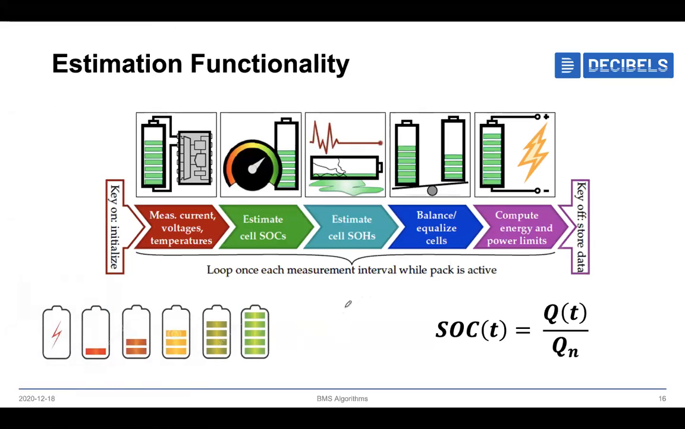So yeah, we'll start again. Now we are done with the measure functionality and the production functionality. I will start ahead with the estimation functionality of the BMS. In estimation, the major important thing that we have to estimate is the state of charge.